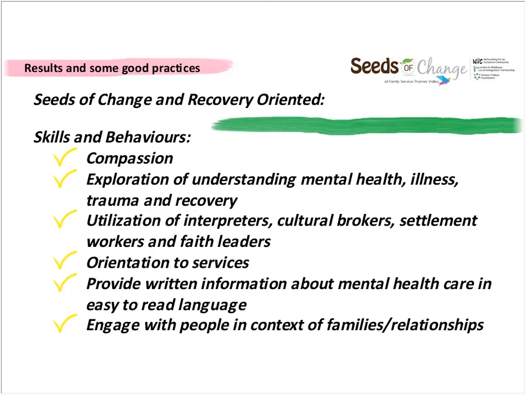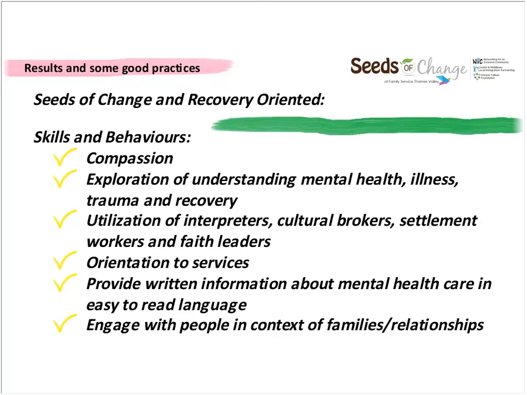The following points are also fairly obvious, I think, in terms of understanding mental health and illness, trauma, how you get support for recovery, using interpreters, cultural brokers, settlement workers, and faith leaders. We didn't use cultural brokers that much, and part of that was access. There were also some other issues, in terms of cultural brokers sometimes not understanding the culture of another part of their country and things like that. But it is something that is needed, so always keep that in your mind when you're doing your planning.